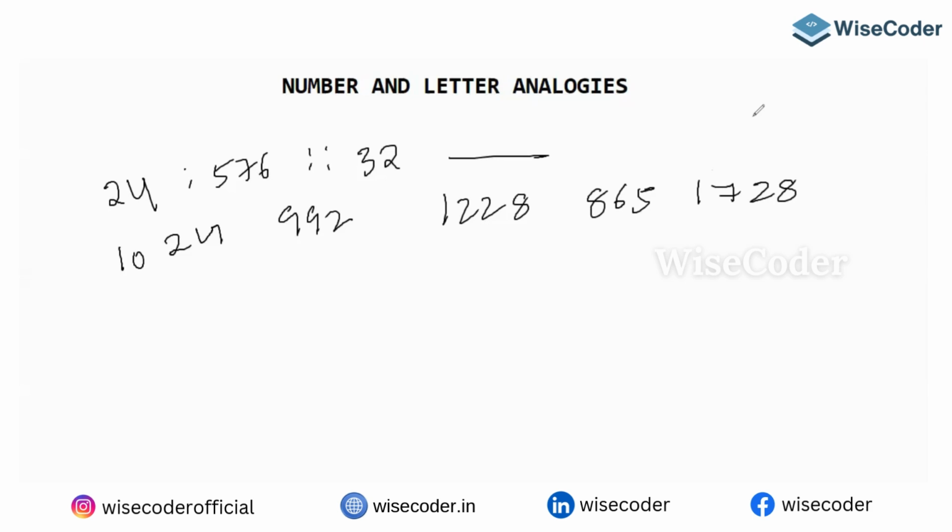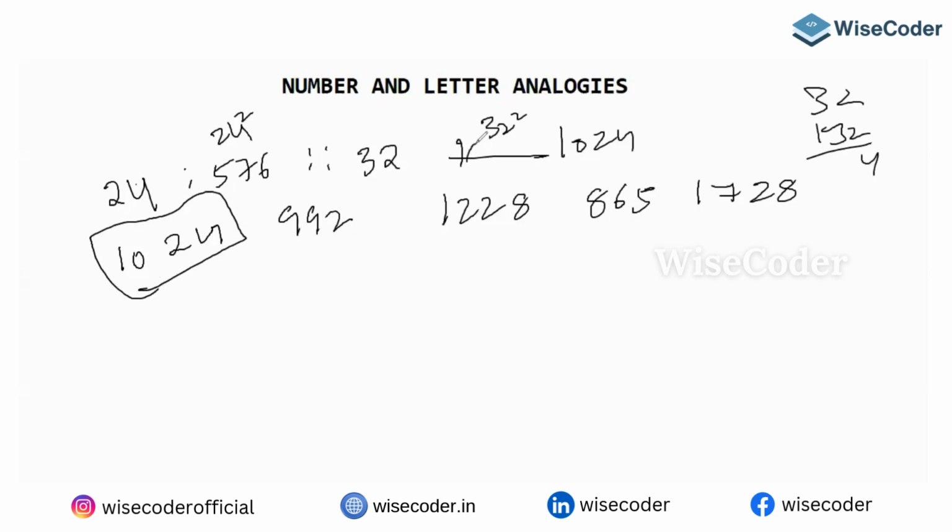Guys, look at here, 24, this is 24 square only. So here you want 32 square. If you know the 32 square, the job is done. So 32 square is 1024. No need of calculating anything. 32 into 32, the last digit must be 4. Is any option's last digit 4? Only one option. So the answer is 1024. What is the logic? 24 square, 32 square.